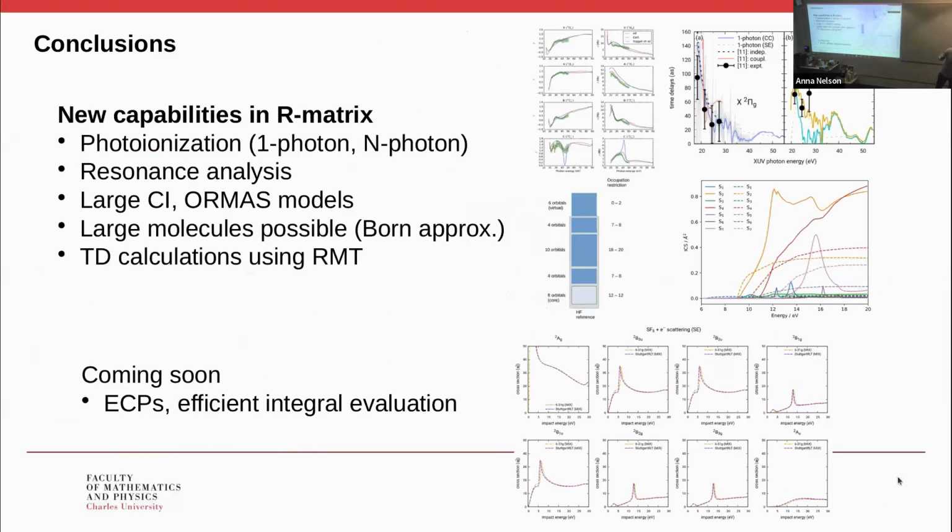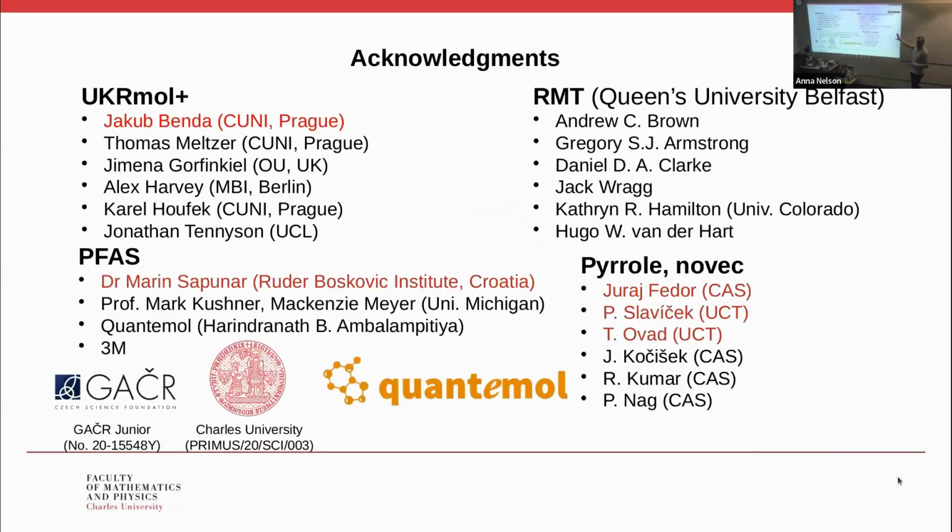And maybe before I leave, of course, I have to acknowledge all the people, because this has been an effort where many people took part. I would like to acknowledge the people from Prague, Jakub Benda, who has been a fantastic collaborator for the last couple of years. And of course, as I said, it's a multi-generational project. So the people listed here are only very few of the people who have actually developed the R-matrix method. The work on PFAS was largely done by Marit Sapunar and by Mark Kushner and his group.